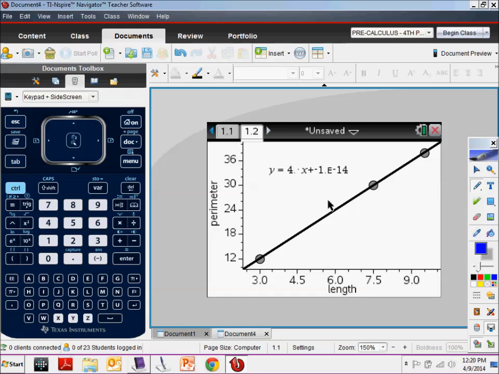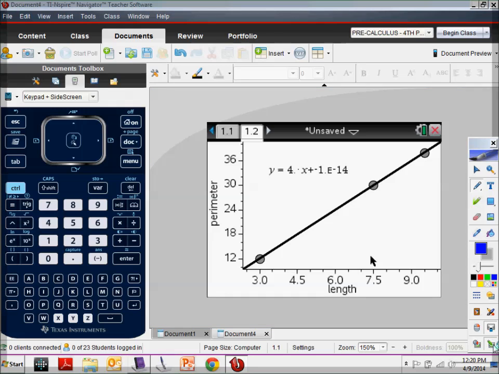Now, can y'all tell me what this negative 1 e to the negative 14 means? It's scientific notation, right? Okay, and scientific notation is telling me that I have negative 1 times 10 to the negative 14.